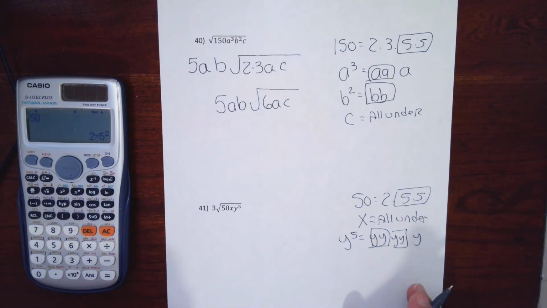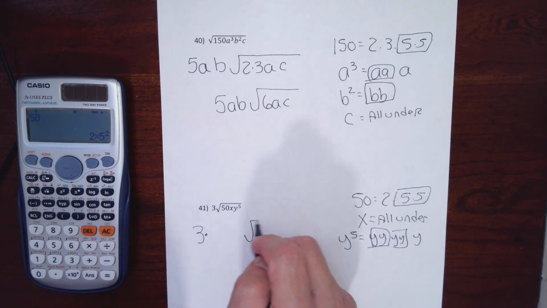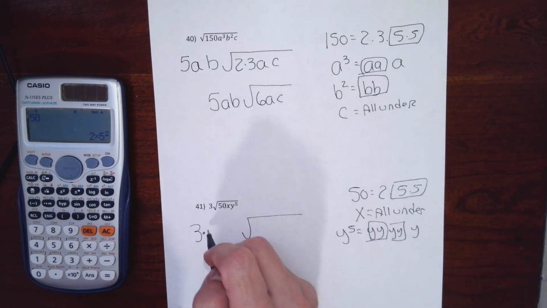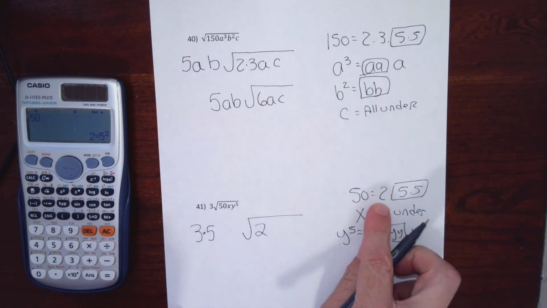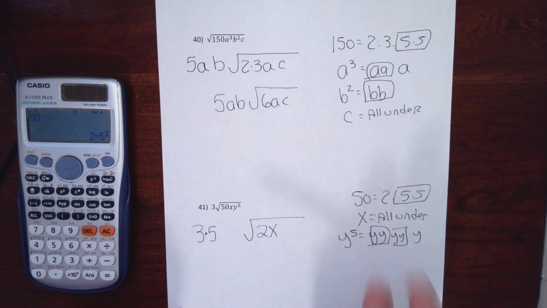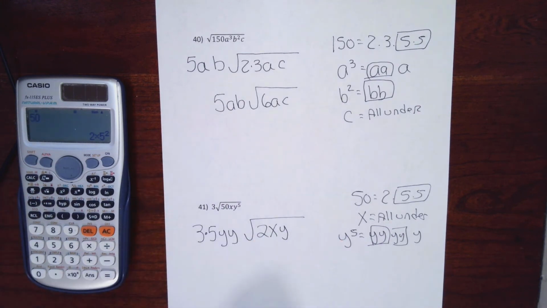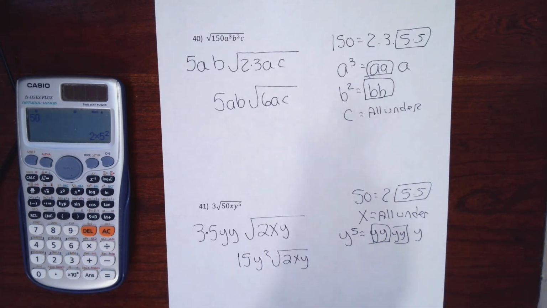You probably can just write the answer down without showing as much as I'm about to show, but I'll show a little bit of detail here. So the 3 that started in front of my radical is going to stay there. I'm going to bring a 5 out front of my radical from the pair of 5s that came from the 50, and a 2 under the radical from the single 2 from the 50. The x is going to stay under my radical, and for the y's, I get 2 y's outside and 1 y under my radical. Let me just clean this up and get 15y squared times the square root of 2xy for my answer. You can definitely show less work than that.